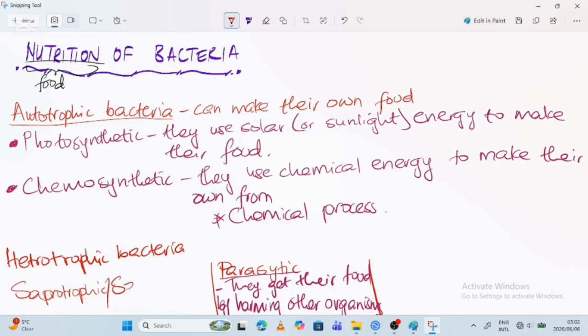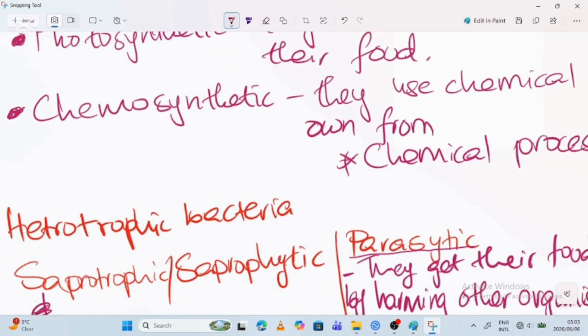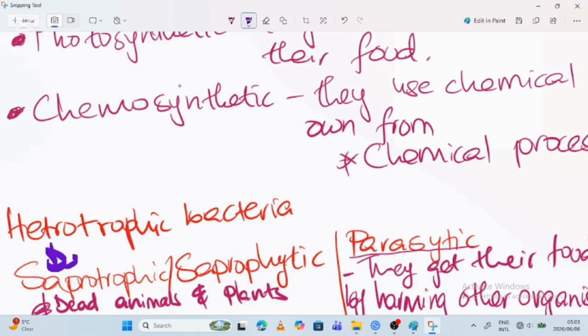So now we also have saprotrophic or saprophytic. What does this mean? Saprophytic actually means that these saprophytes get food from dead animals and plants. So saprotrophics, they get food from dead animals and plants. So basically here, saprotrophic bacteria are useful when it comes to what? Decomposition.